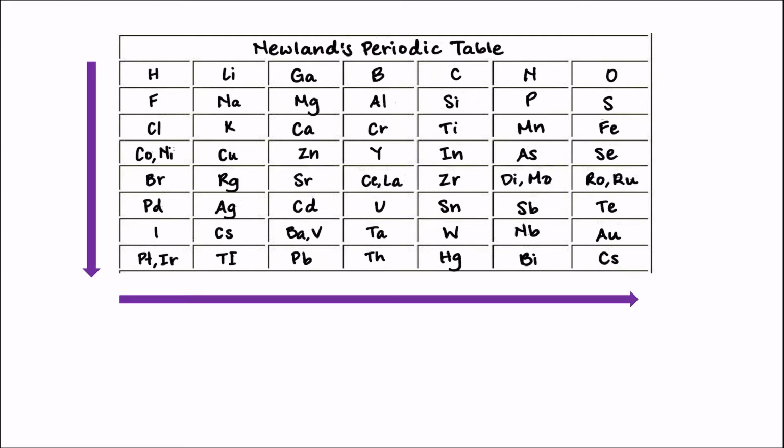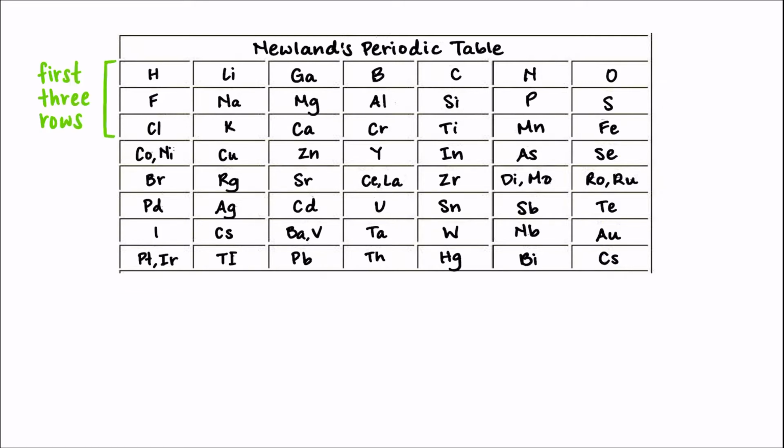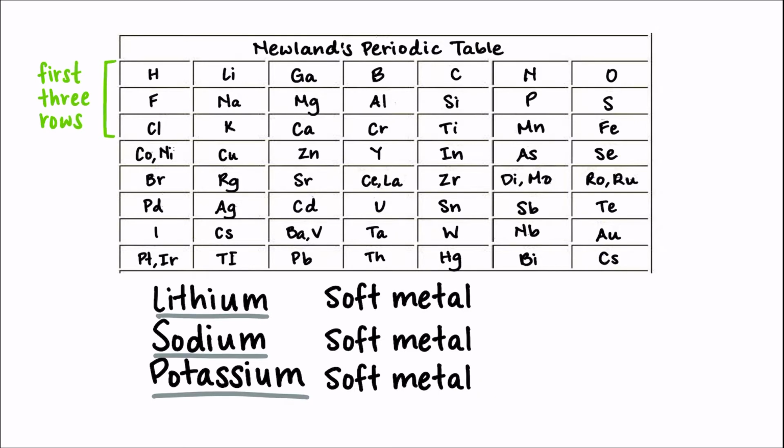Newlands arranged the elements in order of increasing atomic mass. His idea of arranging the elements by atomic mass was pretty insightful. When the elements were placed in this order, there was a clear pattern among the first 3 rows of elements. Newlands discovered what he coined as the Law of Octaves. Every 8th element in these first 3 rows had strikingly similar physical and chemical properties, like color, texture, and state of matter.